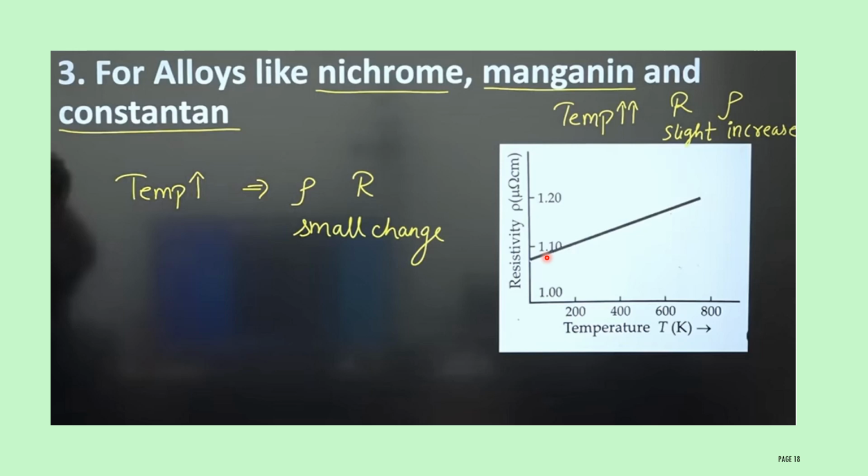Let us confirm this from the graph. Let us plot a graph between resistivity versus temperature. As the temperature increases, you can observe here that resistivity slightly increases. Therefore you can conclude from this graph, for alloys like nichrome, manganese, constantan, as the temperature increases, resistivity and resistance slightly increase.